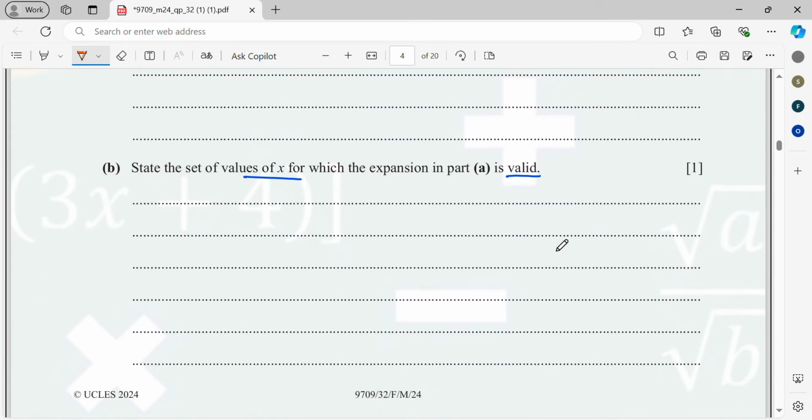Okay, so here I will just write modulus of negative x over 4 less than 1. Okay, therefore, now after modulus, the negative becomes positive. So this is basically 1 over 4 modulus x less than 1. Therefore, your modulus x less than 4. So this will be the set of x values for which the expansion is valid.